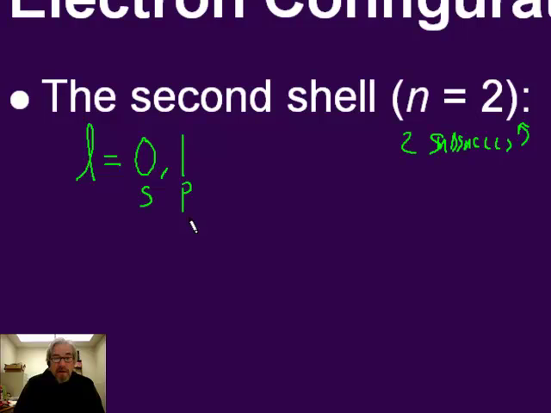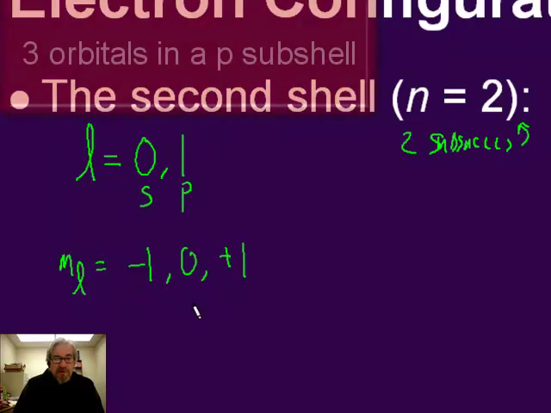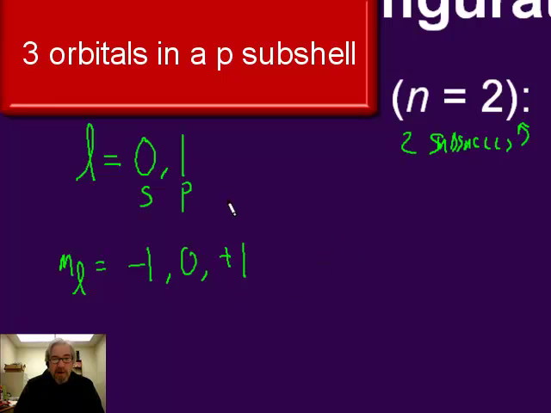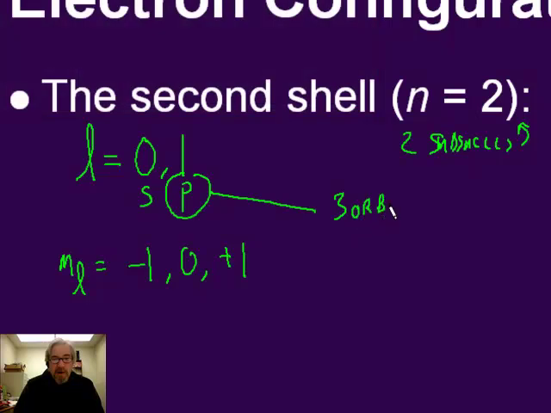If L is 0, we know that M sub L can only be 0. So there's one orbital in the S subshell, just like there was in the 1s. We saw that in n equals 1. But if L is 1, then M sub L has this range. It can go from negative 1 up to positive 1 using integers. So there are 3 possible values of M sub L. That means in a P subshell, there are 3 orbitals. And each one of these numbers, minus 1, 0, and plus 1, stands for a separate orbital.